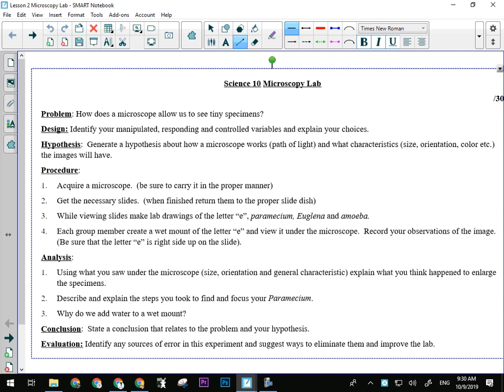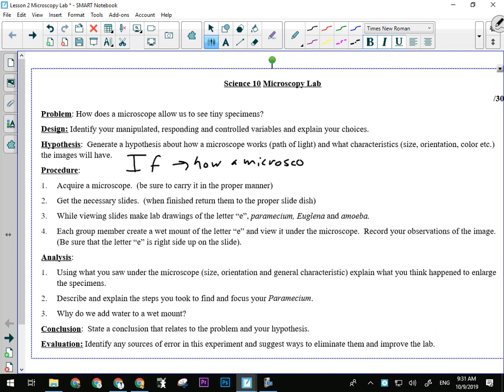Now, for our hypothesis, the problem we're investigating is how a microscope works. So the if part should probably talk about that. Works. The and part, as always, describes the experiment: microorganisms are viewed under a microscope. The then part, as always, predicts our findings.